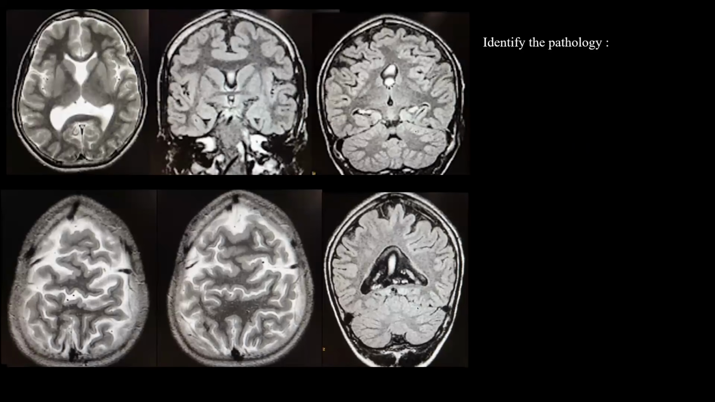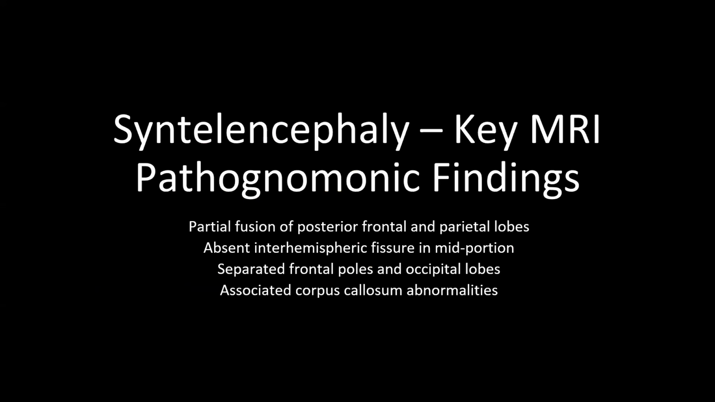Next case, you are seeing some set of images which are showing you a midline abnormality. It appears as if the cerebral hemispheres have got fused together. So this is syntelencephaly. This is a case where you have partial fusion of the posterior frontal and the parietal lobes, absent interhemispheric fissure in the mid portion, separated frontal poles and occipital lobes, and associated corpus callosal abnormality. So here you are seeing syntelencephaly.